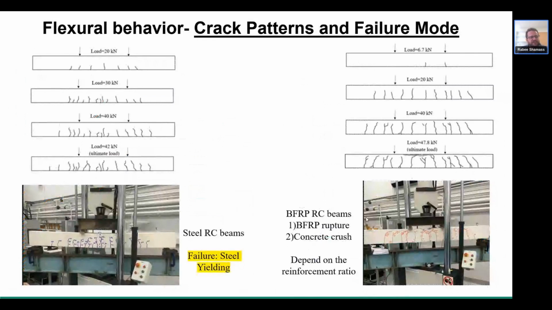Now you see here the crack pattern and the failure mode, and it is clear that the basalt fiber reinforced polymer reinforced concrete beam has more and wider cracks. As we explained before, this is because of the differences in mechanical and bonding properties between the steel and the BFRP, and the crack width is higher than that for the steel reinforced concrete beam. Now, the steel reinforced concrete beam failed by steel yielding as we designed, while the basalt fiber reinforced concrete beam failed by either concrete crushing or rebar rupture, depending on the reinforcement ratio.